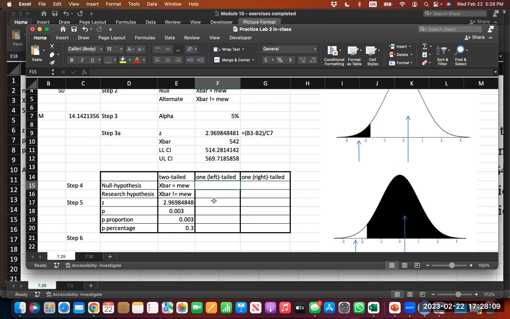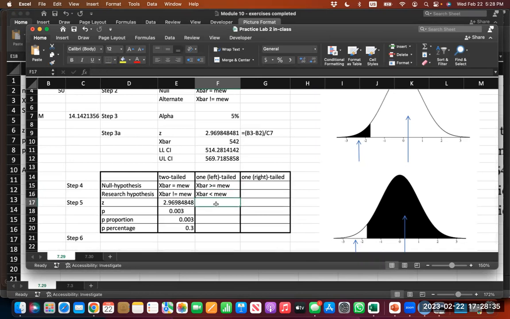So this is here indicated. So we know now that this would be the research hypothesis. That's X bar is smaller than mu. The null hypothesis is the opposite, where we're saying X bar is greater or equal to mu. So that's the null hypothesis.